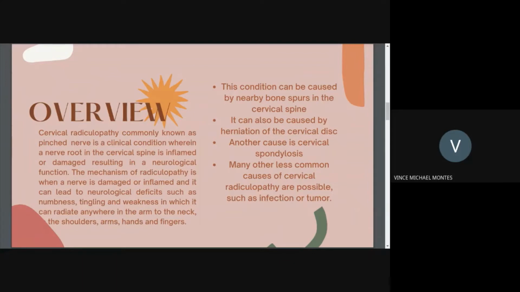Another cause is cervical spondylosis, the degenerative changes that occur in the cervical spine with age. The breakdown of the disc with age leads to decreased disc height and foraminal narrowing. This results in increased loads placed through the intervertebral joints, as well as the vertebral body. This in turn leads to bony hypertrophy, which leads to foraminal stenosis and cervical radiculopathy. Other less common causes of cervical radiculopathy are possible, such as infection or tumor.